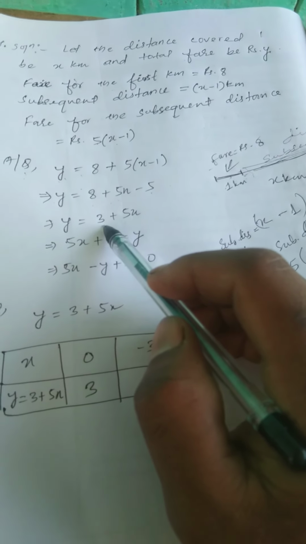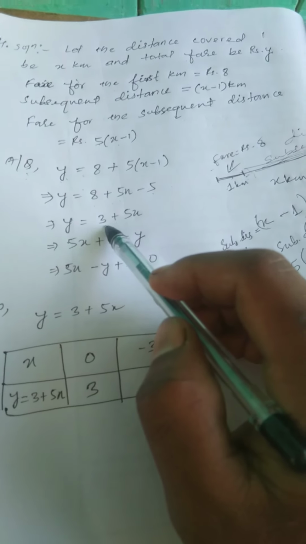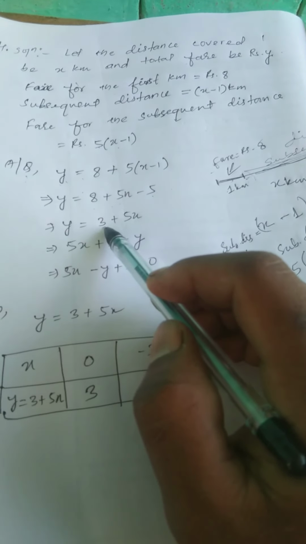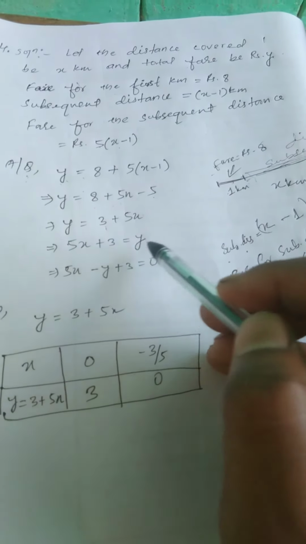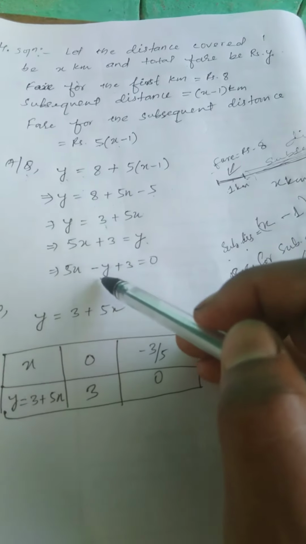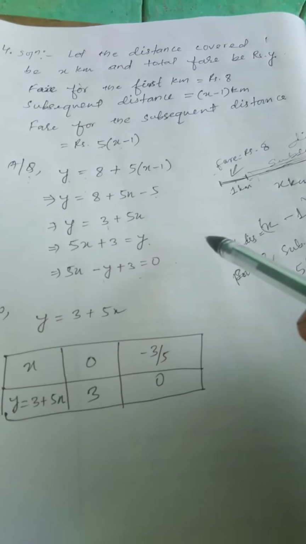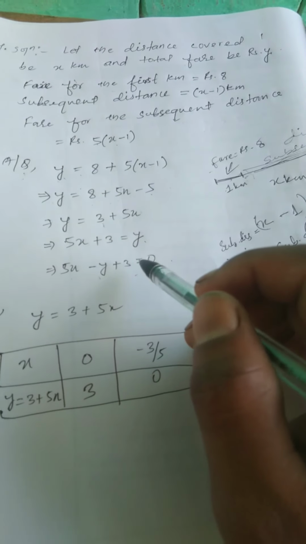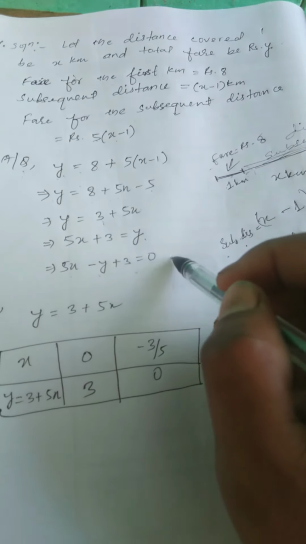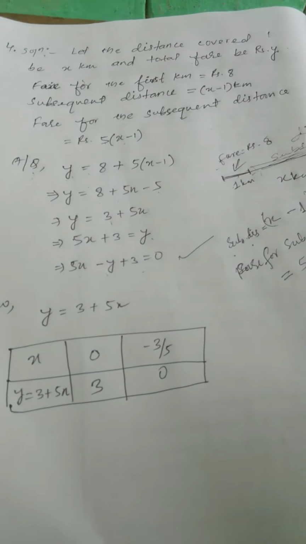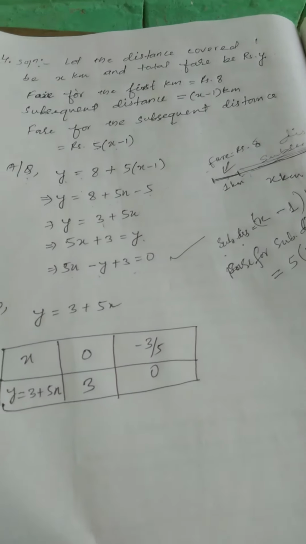So they are telling us to express it as a linear equation in two variables. So we can rewrite it like this: 5x minus y plus 3 equals 0. We have written it in the standard form of a linear equation in two variables. Then they are telling us again to draw a graph.